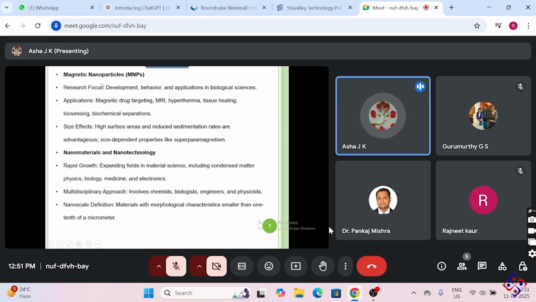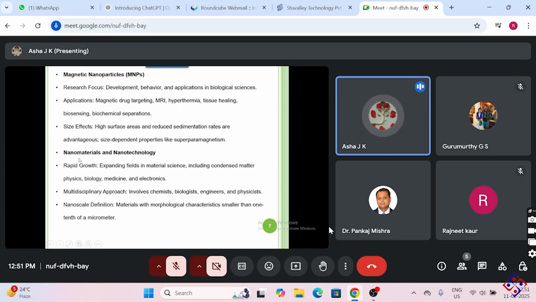So the next thing is magnetic nanoparticles. Here we are focusing on development, behavior, and applications in biological sciences, and they have a wide range of applications in magnetic drug targeting, MRI, hyperthermia, tissue healing, and different fields. There are also size effects: high surface area and reduced sedimentation rates are advantageous, along with size dependent properties like superparamagnetism.